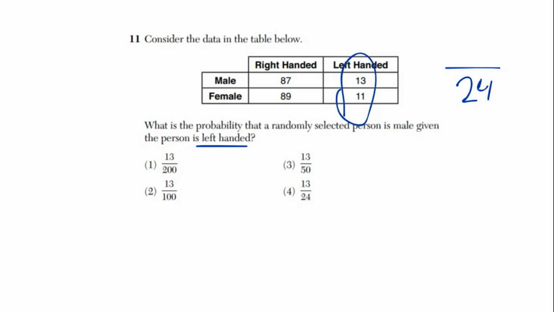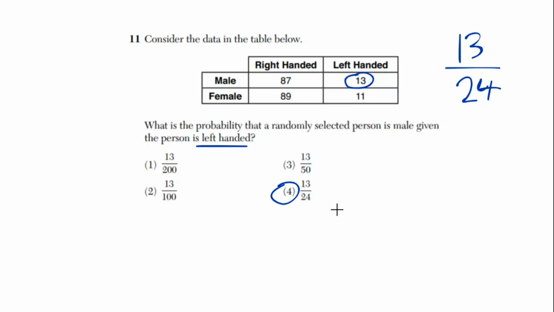Of those 24, how many of them are male? And it looks like this would be 13 to me. There's 13 males who are left-handed. So given the fact that the person is left-handed, that tells us that's our sample space. Of that, how many are male? So 13 out of 24 is where we go with this one.